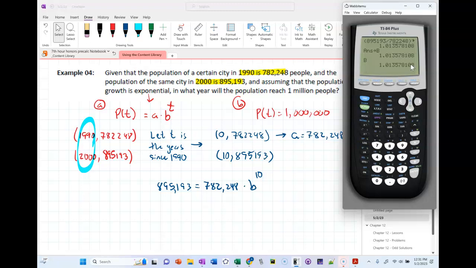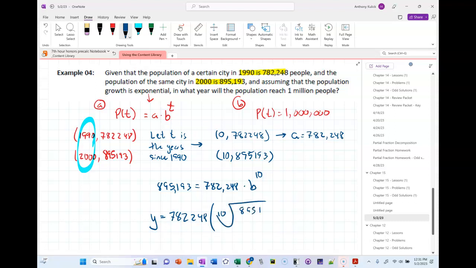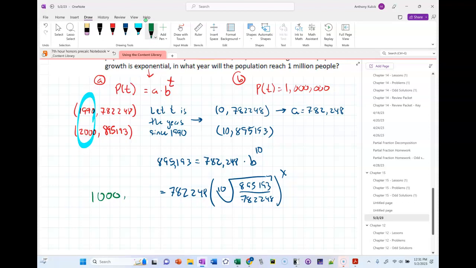Okay, so what I have now is everything I need. I have y equals, and I have my A, and then I have my B. I'm just going to write it this way for now. On my calculator, I've stored that value for later. So that's my equation. What I'm going to do now is I'm going to set it equal to 1 million and solve for x. Now, if you remember back to last year, what could you use to solve this algebraically?